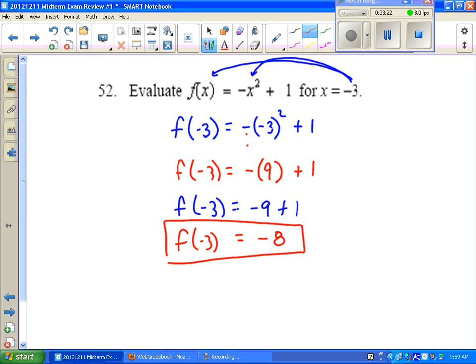Again, if this is confusing to you at all, looking at f of x like we did in the last few problems, think of this as y equals the rest of that. And it acts the exact same way. The only reason you plug in a negative 3 in that case is the way you can see which one you're talking about, negative 3.